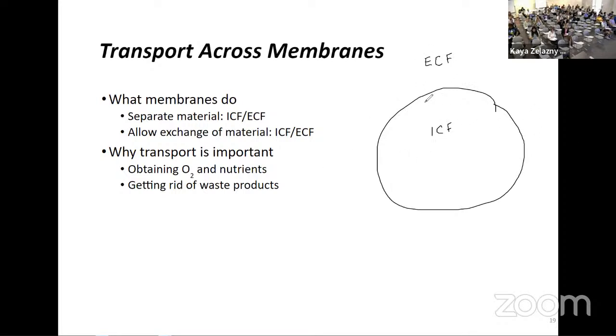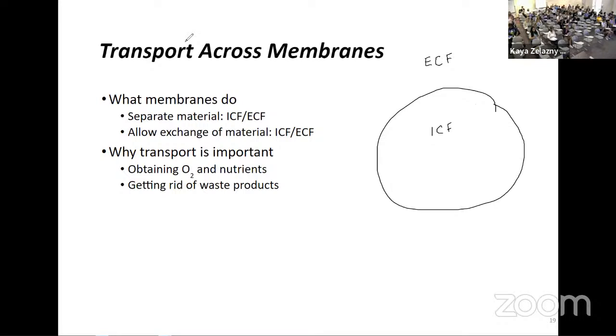So we're separating this material, but we are going to want things to be able to cross between these two types of fluid. We're controlling what and when, but it would do us no good if we can never get anything that's in a cell out, and we can never get anything that's in, for example, the plasma in our bloodstream, which is one of the types of ECF, into a cell. So it's going to be important that we can let stuff cross.